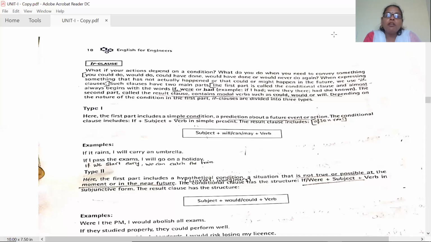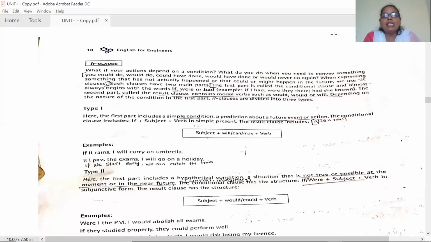So type 1 is when you are including a simple condition and telling about a prediction of a future event or action. They may not be completely real, they may often be real. In those sentences, the conditional clause, I told you, can begin with if, were, had. In the first type, the condition is if it rains, and the result is I will carry an umbrella. So this is type 1.